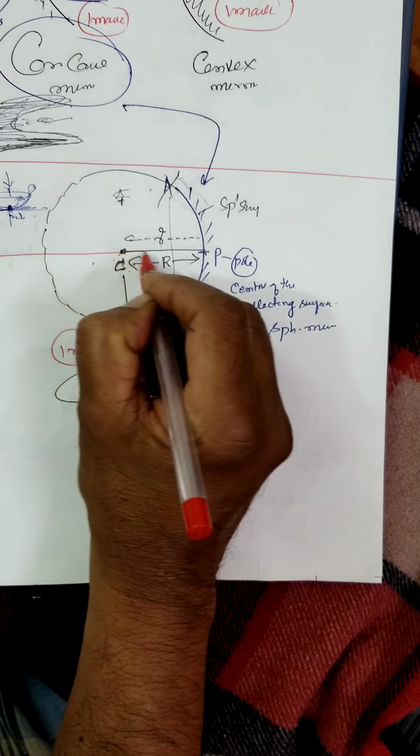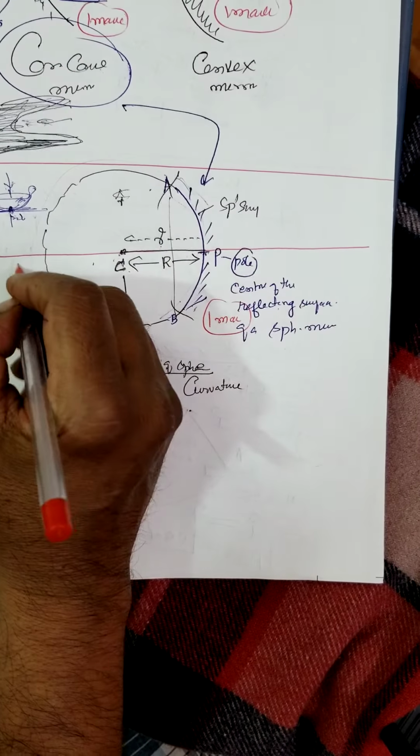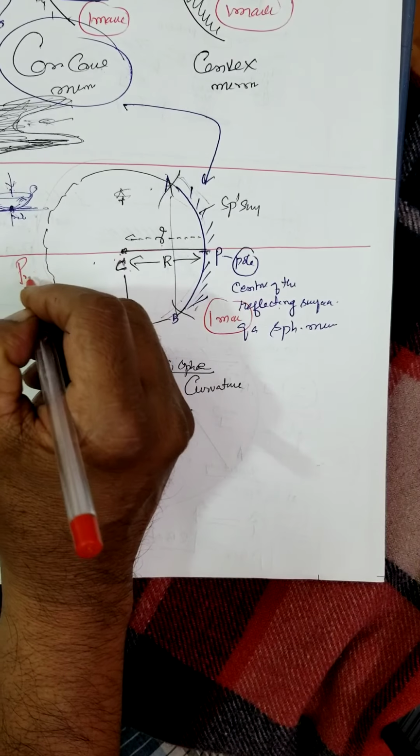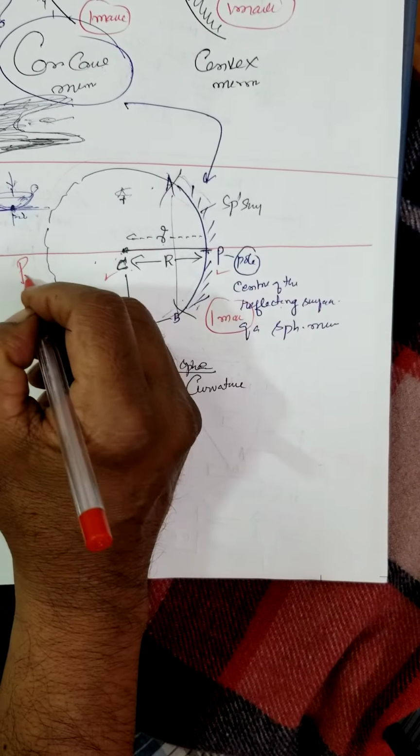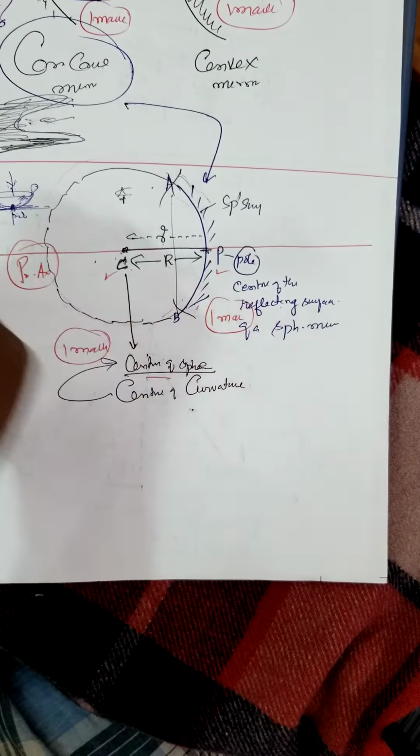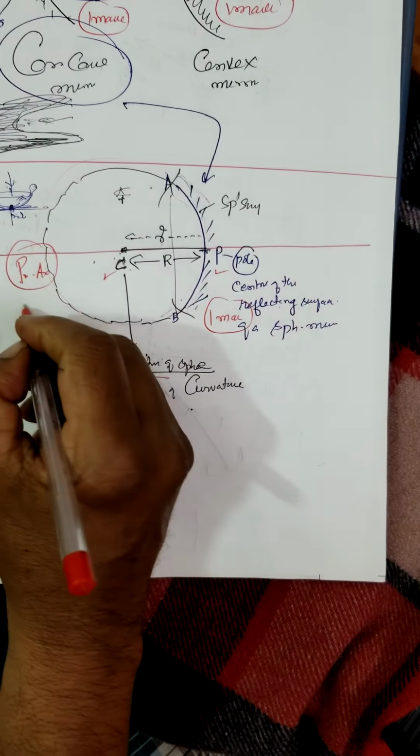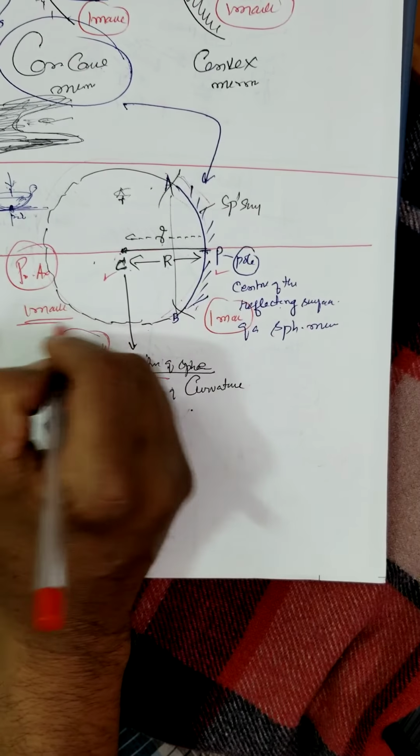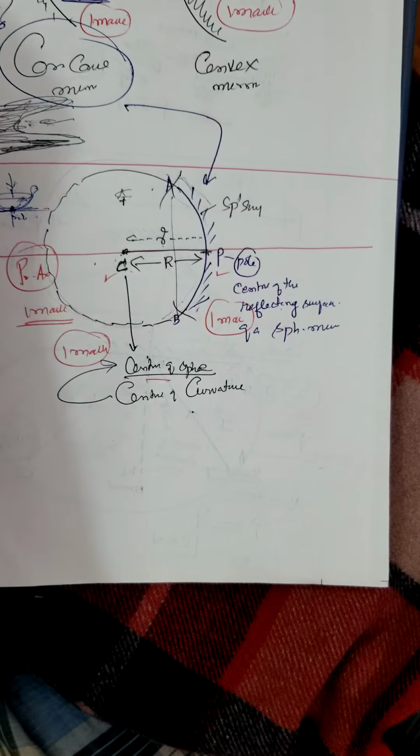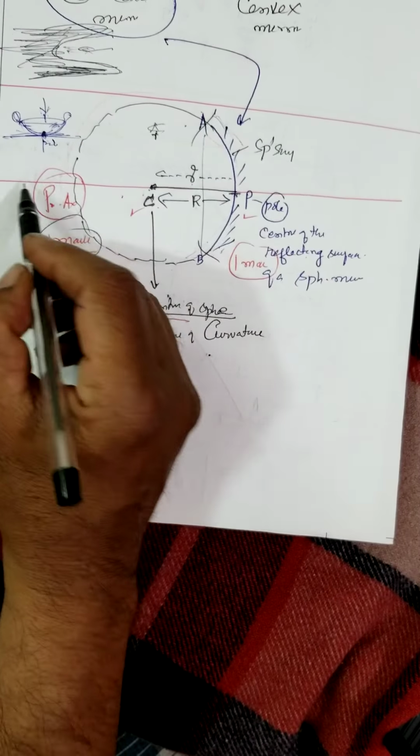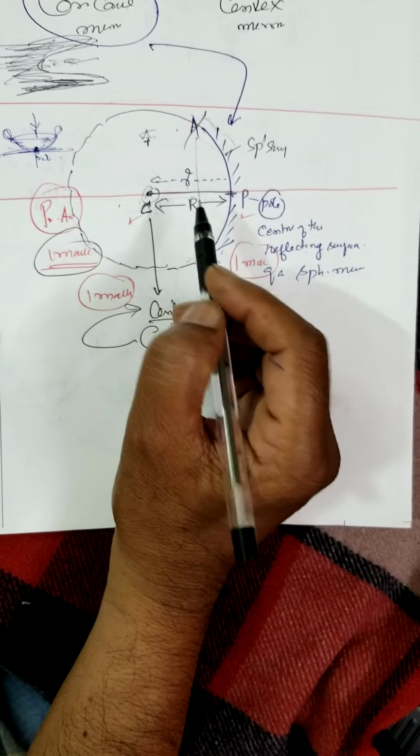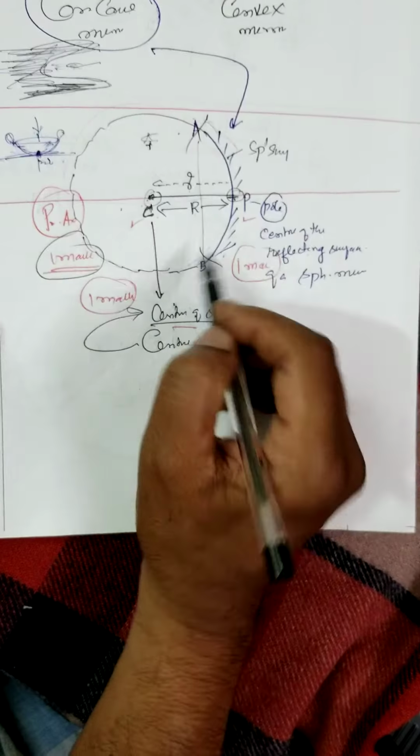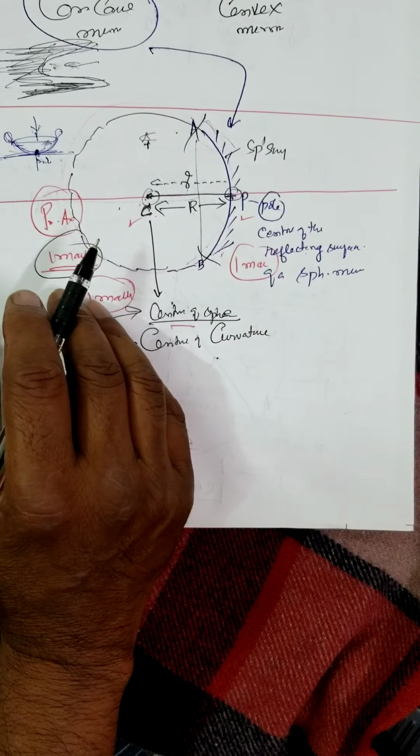What is the principal axis? An imaginary line passing through the center of curvature and the pole is called the principal axis. This is also 1 mark. What is the principal axis you learned? The principal axis is an imaginary line passing through the center of curvature and the pole of a spherical surface. It's called the principal axis.